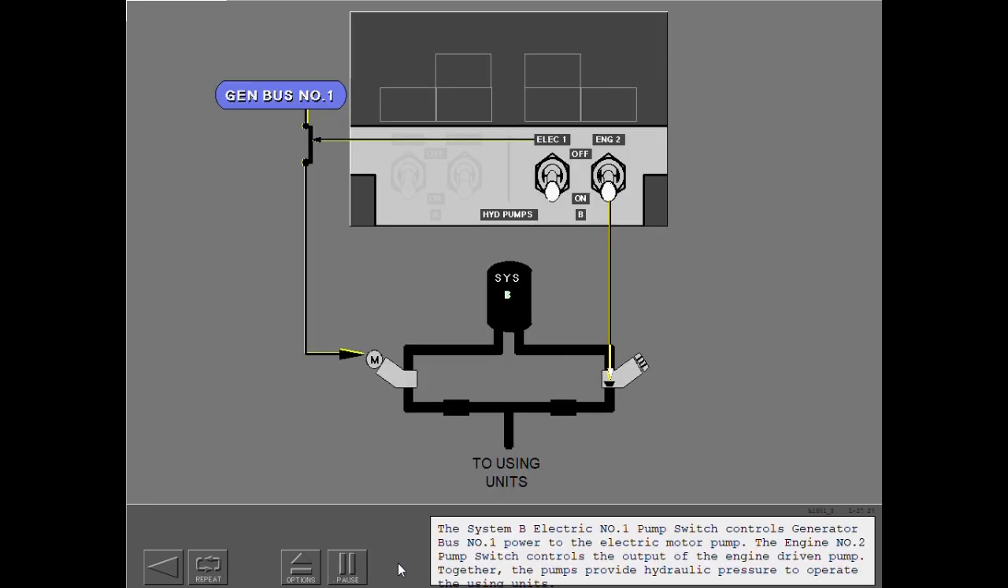The System B electric number 1 pump switch controls generator bus number 1 power to the electric motor pump. The engine number 2 pump switch controls the output of the engine-driven pump. Together, the pumps provide hydraulic pressure to operate the using units.